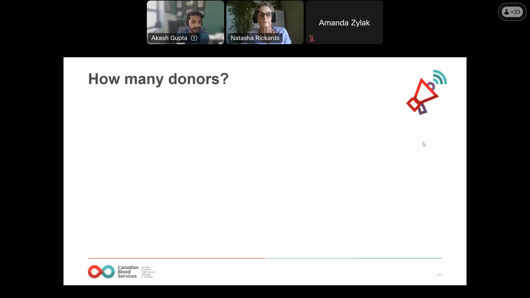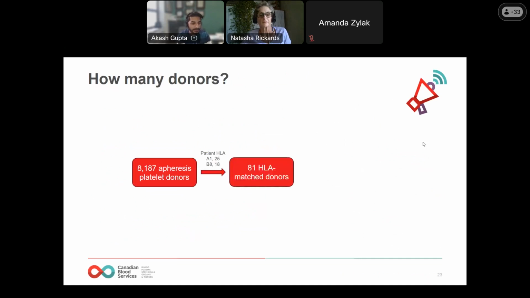So in this case that we talked about, at the time there were just over 8,000 donors in our database who've been typed. And with the patient's typing, that led to 81 who were matched to her typing. So about 1% of donors were the same typing as her. Unfortunately, when we add on that component of HPA, we have a smaller pool to work with.